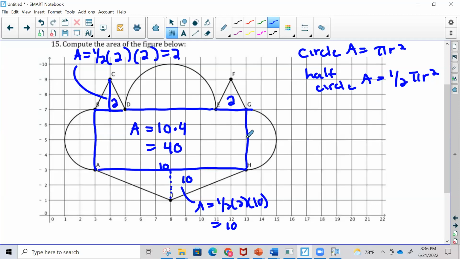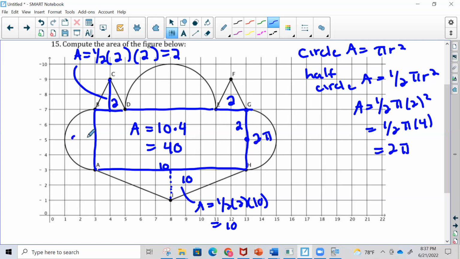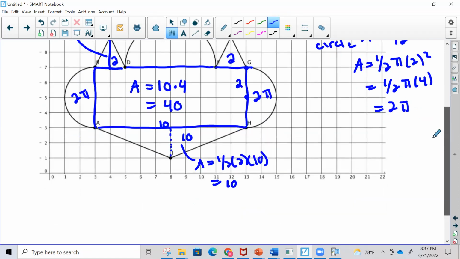So we need to find the radius. The radius goes from the center to one of the endpoints. So that would be 2. This one is the same. So I would do 1/2 pi and then 2 squared. So 2 squared is 4. And then I can multiply 4 and 1/2, which is 2. So I get 2 pi. This is 2 pi, and this is also 2 pi. Or you could consider like those together make an entire circle. And so if you want to do just pi r squared for that, you could, and you get 4 pi.